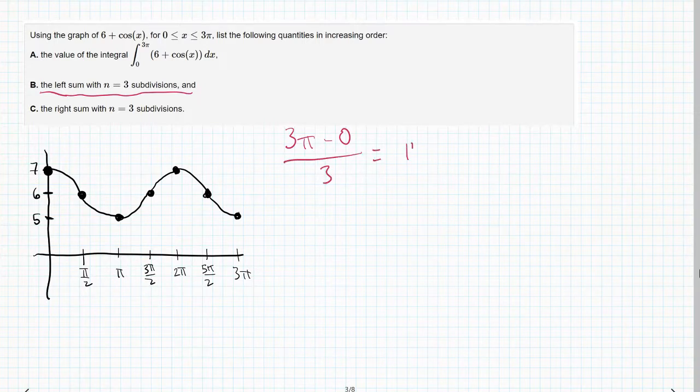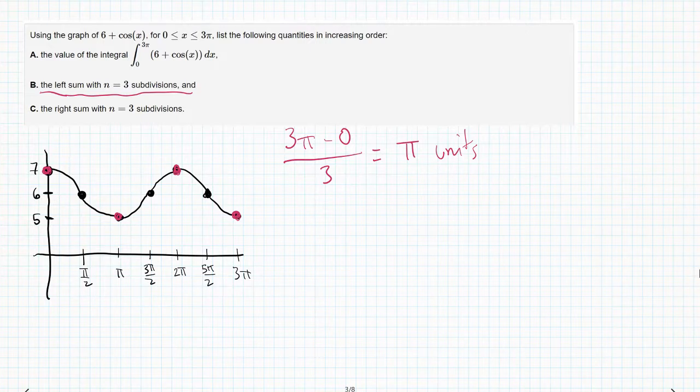Our intervals should be at pi units. So every pi we're going to mark. We'll start at 0, we'll mark here, here, here, and here. Now it says we want to use a left sum, so here's the way to do it.